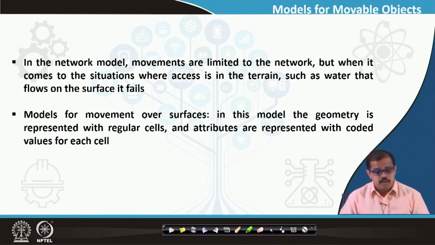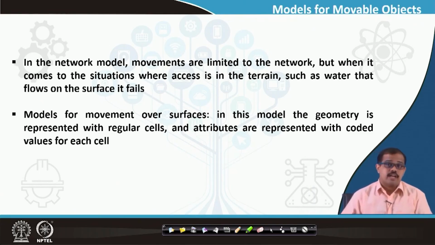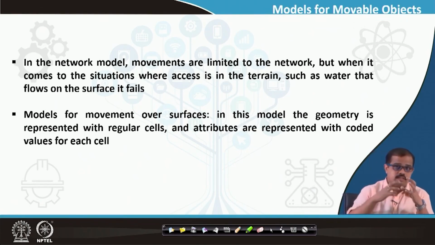So, if you really want to look at how the surface water is actually moving, then you should have a geometry that is represented as regular cells. If you can represent that movement as a geometry of regular cells, with attributes represented as the coded values of each cell, then your entire network model can represent even events such as the water flow on the surface. So, that is the thing that we learned.